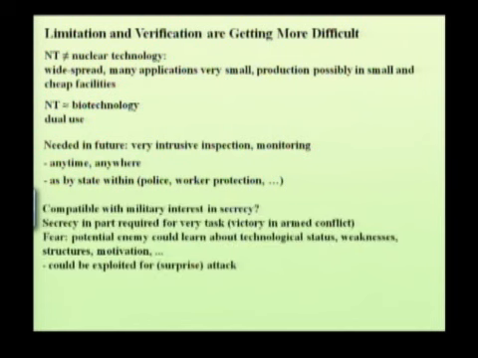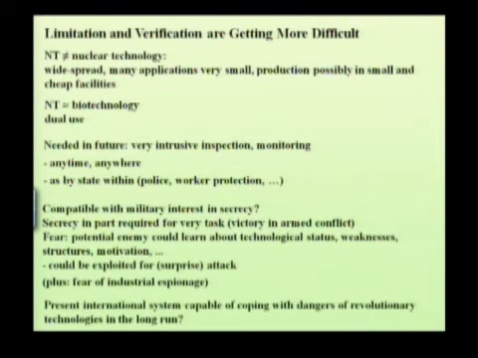So the question here is: is this intrusive verification still compatible with the military interest and secrecy? Secrecy is in part required for the very task of the military, namely gaining victory in armed conflict. And there may be the fear about too much loss of secrecy, that the potential enemy could learn about weak spots in the military system that could be exploited for surprise attack. So the general question is, and I pose it as a question, it needs to be researched.